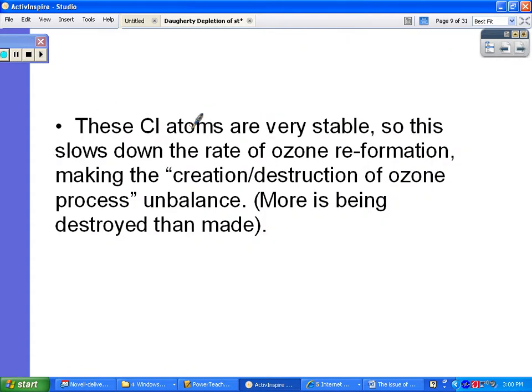Okay, so this is what we just said. We said the reason that having that little single chlorine atom by itself is so scary is because it's very stable. It's really going to slow down the rate of ozone reformation, making the creation and destruction of ozone very unbalanced, where much, much more is being destroyed than what's being made, because these chlorines can attack lots of ozones.